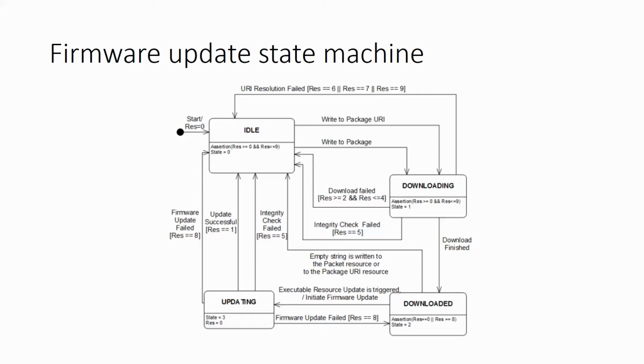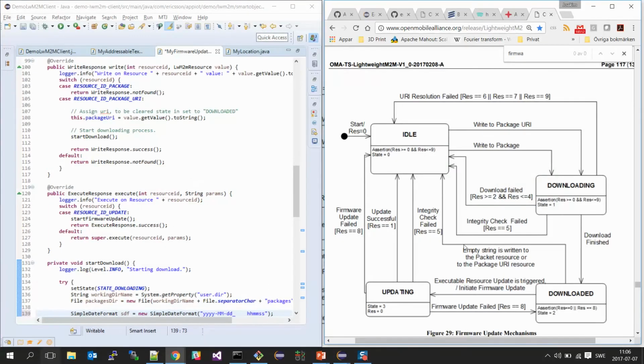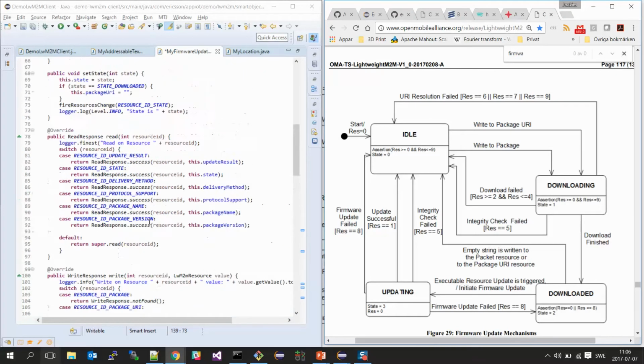And as you can see in this schema, the result from the beginning is 0, and from updating to idle, if everything is successful, you have a response of 1. And then there are a lot of different numbers here for the update result in order to represent different kinds of update results. So we're going to have a look at the code for the firmware update smart object.